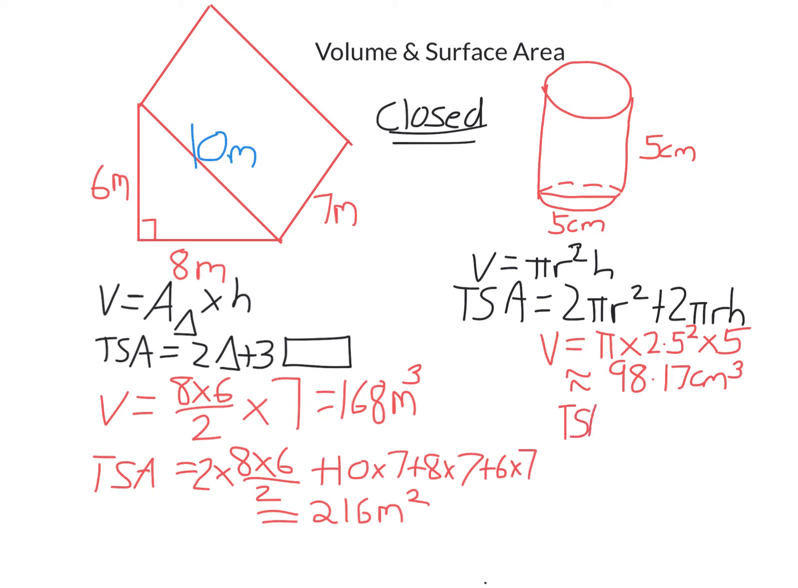So what about the total surface area? The total surface area is 2 times pi times radius squared plus 2 pi times radius times height, and the height again is 5. Let's put this straight in. 117.8 centimeters squared.